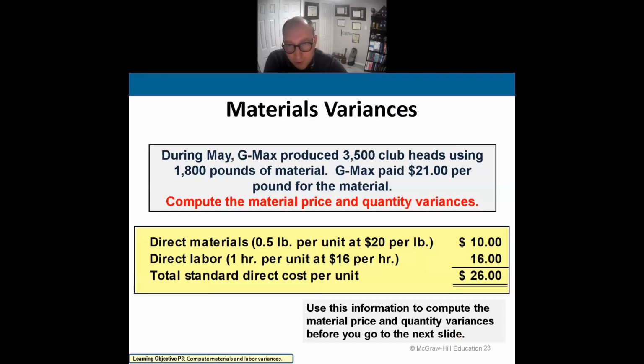Now we purchase. During the month of May, we made 3,500 golf clubs. We used 1,800 pounds of material to do it. We paid for the month of May $21 per pound of material. At the time, the price of aluminum was a little bit high.